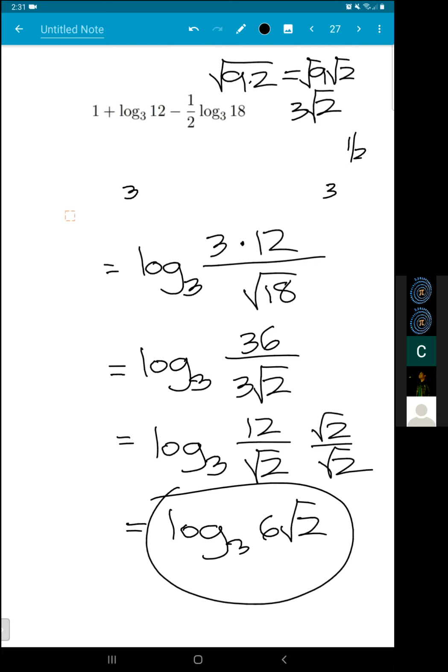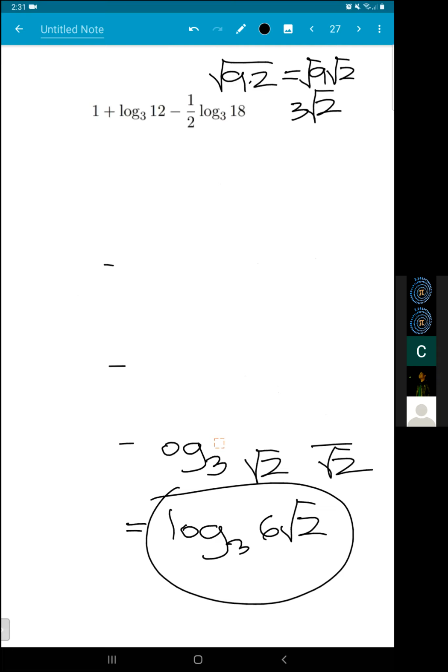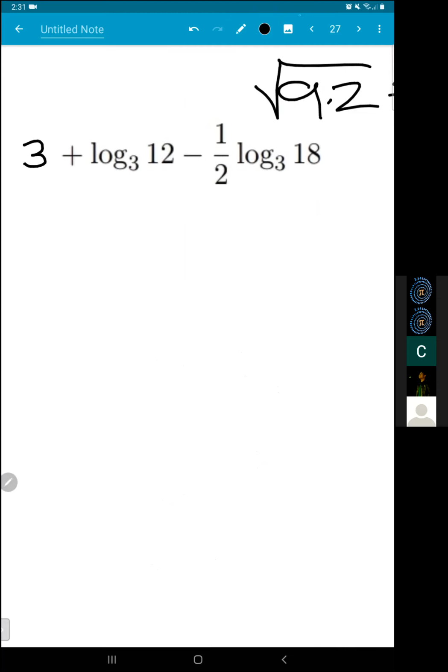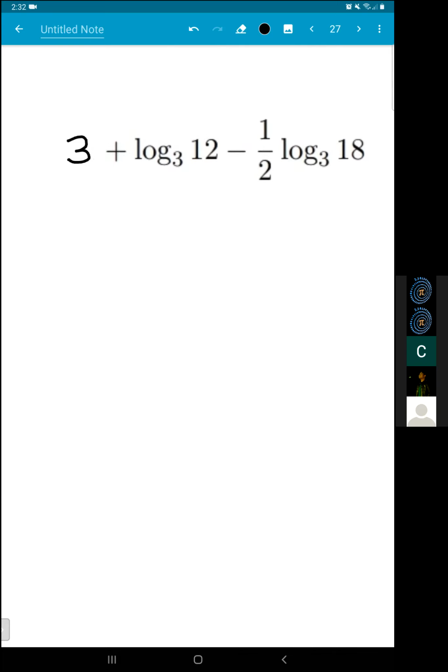Okay, let us try one more problem like that. I'll just change the number one there to, what if I change this to, let's say, 3? What if that were the problem? Would it change your approach? Same thing, of course, has to be done. You have to write 3 as a logarithm of a certain number base 3. How would you do it now? Okay, 27.